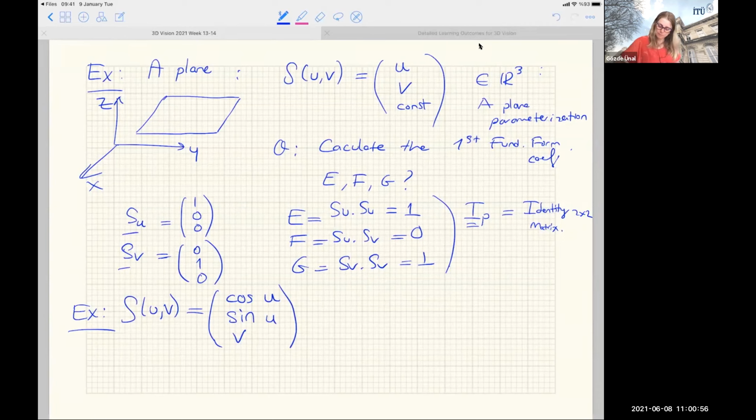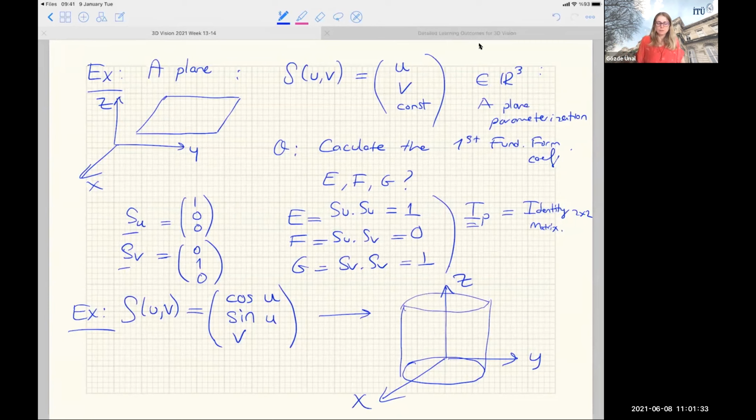Let me again draw these X, Y, Z for you. I'm asking you, what is this surface? Can you, in your mind, just in U, go over cosine and sine in the plane? What is that? That's a circle, right? So that would be a circle. And then in the third dimension, you go up. So it's a cylinder actually, a cylindrical surface.